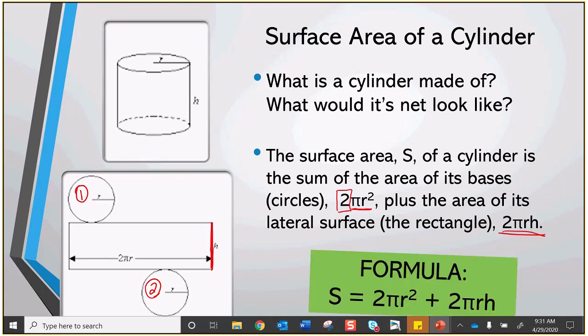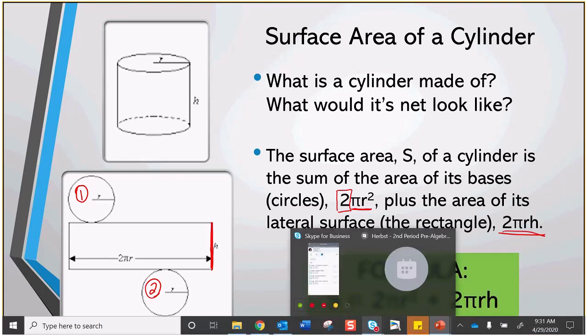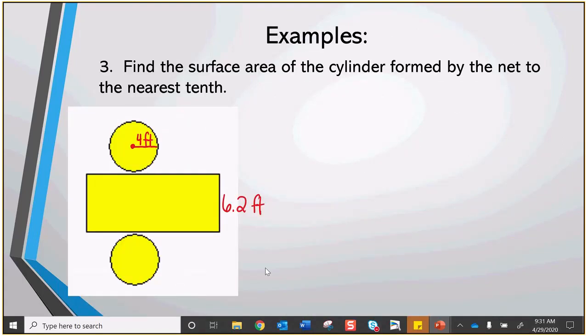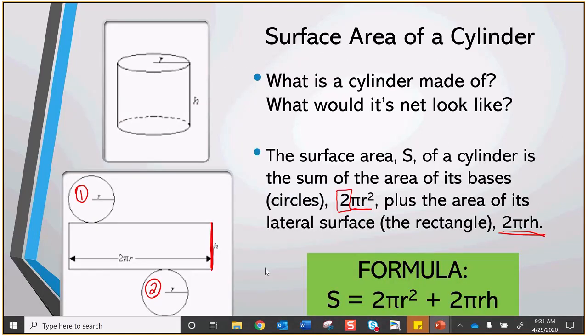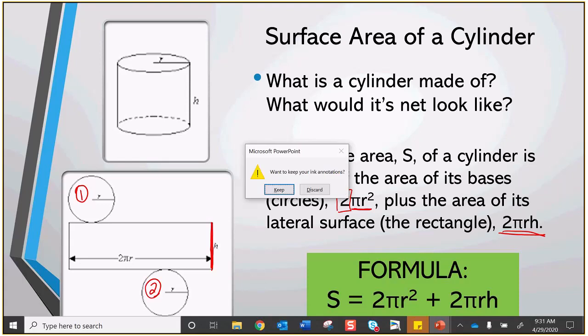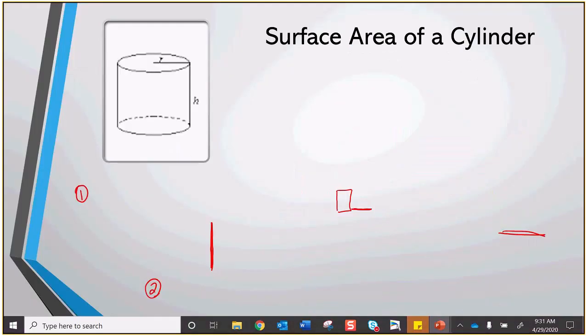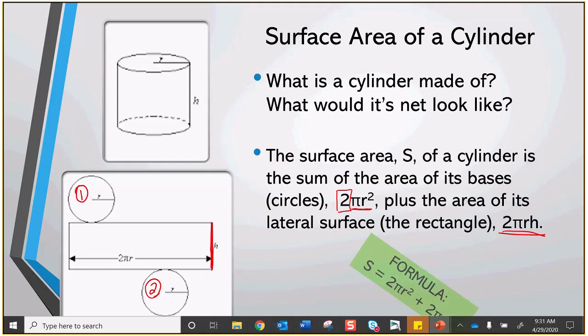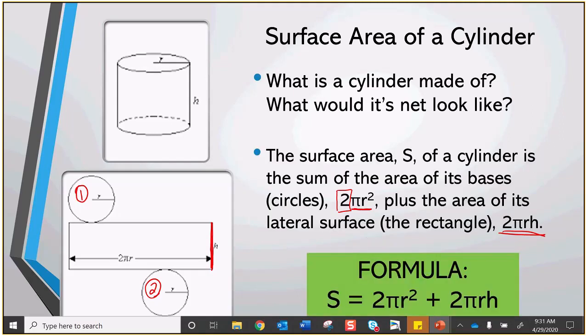So here's your formula that I want to make sure you get written down in your notes. Surface area of a cylinder is 2 pi r squared plus 2 pi rh. I don't know why my taskbar is down there today. It's in the way. 2 pi r squared plus 2 pi rh.